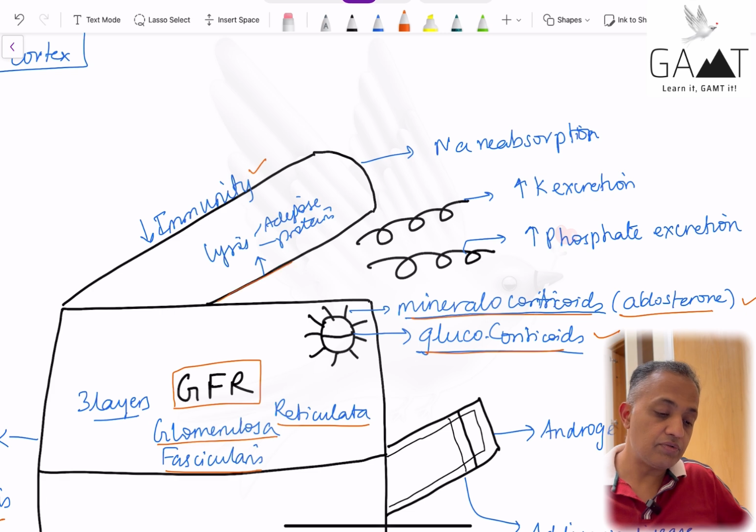And this stands for the letter L, which stands for lysis. Lysis of adipose tissue, lysis of proteins.